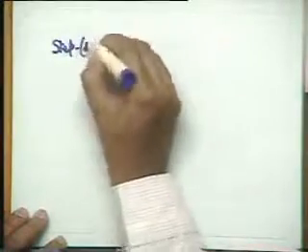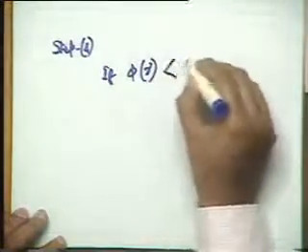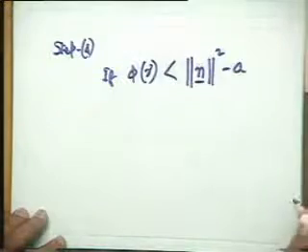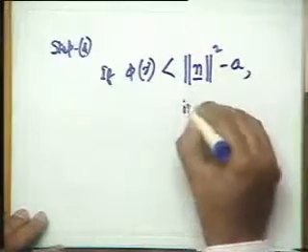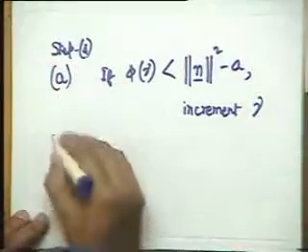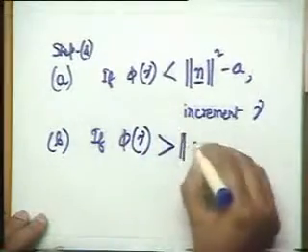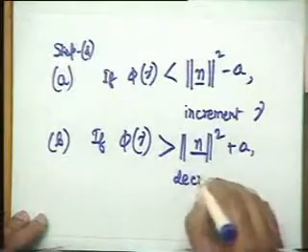Step 4, if phi gamma is less than norm n square minus a, what are you going to do? I have already told that phi gamma is a monotonically increasing function in gamma. Okay, so we must increment gamma. That's to say in case A, and in case B, if phi of gamma is greater than norm n square plus a, then obviously you must decrement gamma.